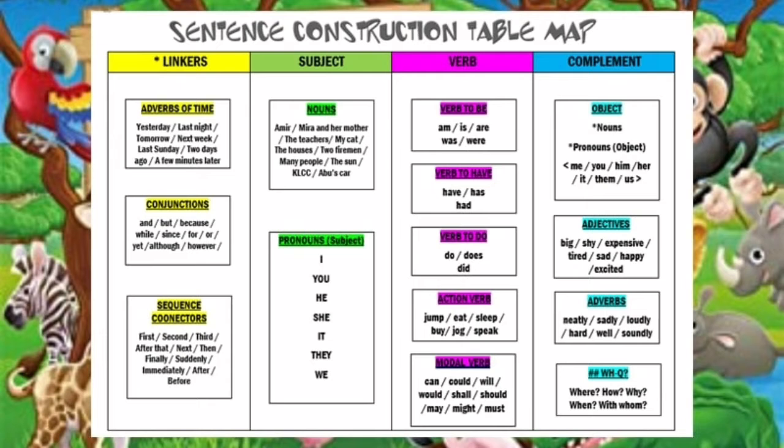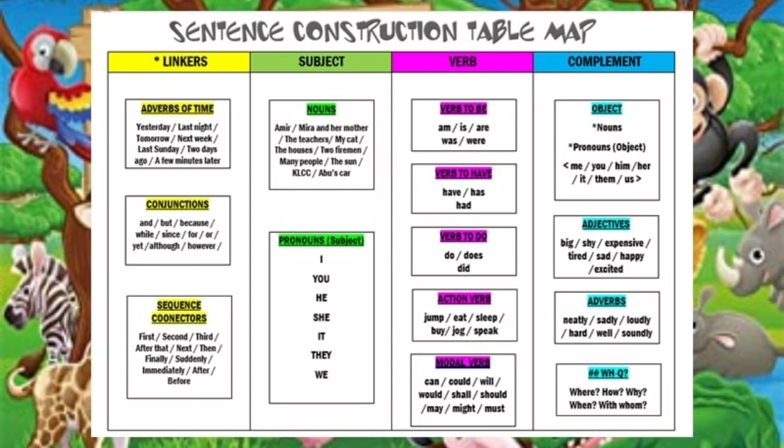Next column is subject. Untuk subject ni maksudnya siapa yang melakukan perbuatan dalam ayat yang awak nak buat tu. For subject we have two. You can use noun, kata nama, or pronouns. Pronouns is kata ganti nama. Untuk noun, always remember tak semestinya orang. Noun is people, object, place, or animal. And then for pronoun, there are 7 pronouns which are I, you, he, she, it, they, we. I hope you remember the song I, you, he, she, it, they, we are pronouns.